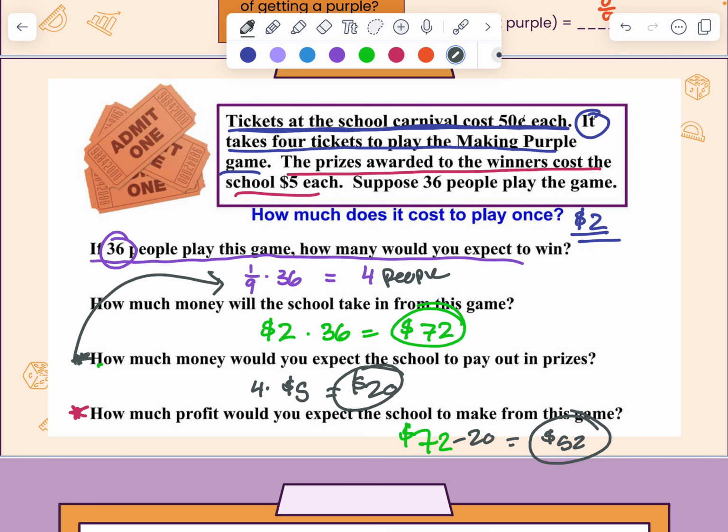This is a good time to point out that all of this is theoretical, right? This is just me doing the math, me trying to figure out how much I think is going to happen. Now, I could make more money if not 4 people won. If like 20 people win, then I'm in trouble and I might lose money, right? This isn't going to perfectly play out like this. Just kind of how probability rolls. It's what I think is going to happen, but my experimental probability might be a little bit different.